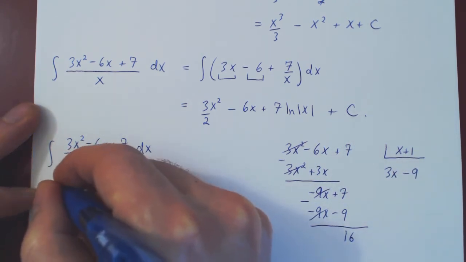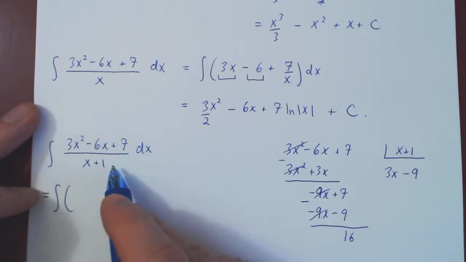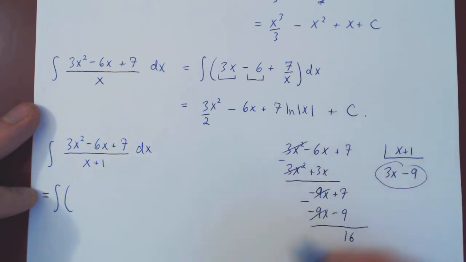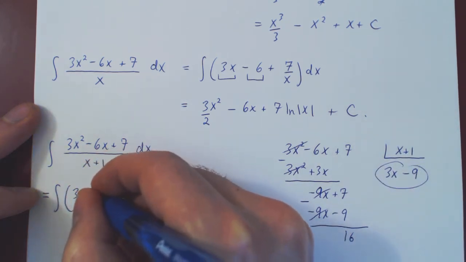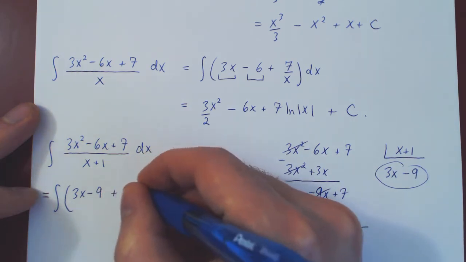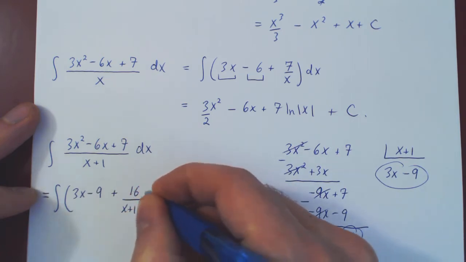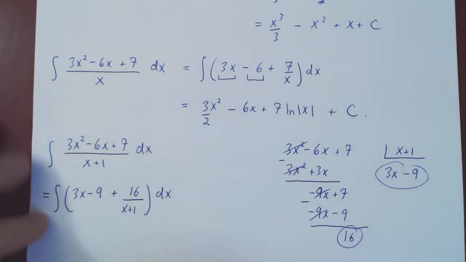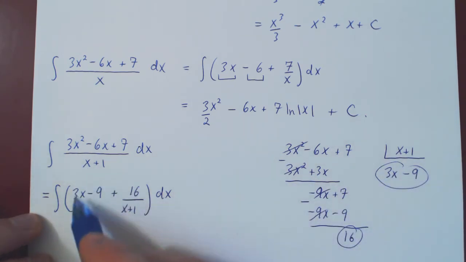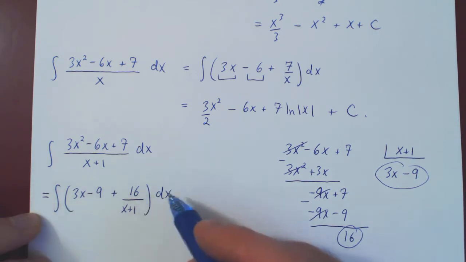So, what does that mean? It means that the function 3x squared minus 6x plus 7 over x plus 1 is equal to the quotient 3x minus 9 plus the remainder 16, but over, of course, the divisor x plus 1. And that's the result of long division. All it gave us was a different way of writing this rational function. The quotient coming out of the long division plus the remainder over the divisor. And now let's see if we can integrate this.